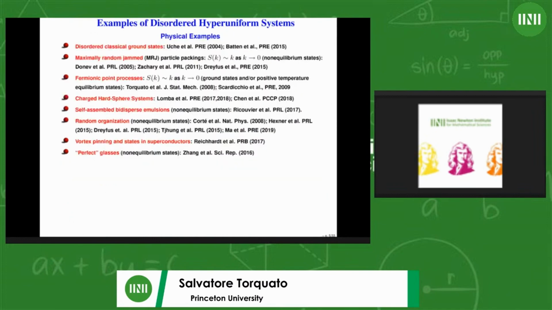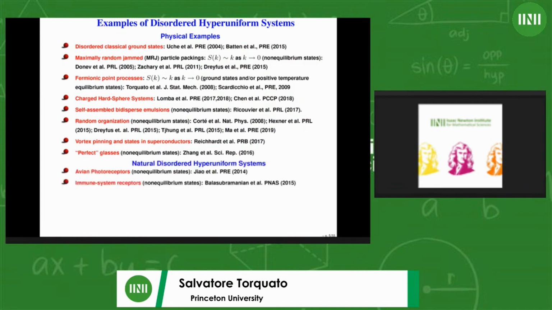Okay. Now, just to give you an example, since that time, since 2003, we have learned of many more systems that are now disordered hyperuniform. Disordered classical ground states, maximally random jam packings, fermionic point processes, charged hard sphere systems, self-assembled bidisperse emulsions. By the way, this is by various groups. Random organization models, vortex pinning in states and superconductors, so-called perfect glasses. You can find them in natural systems like avian photoreceptor patterns for color sensing. I mean, this is a really interesting optical application, but this is natural.